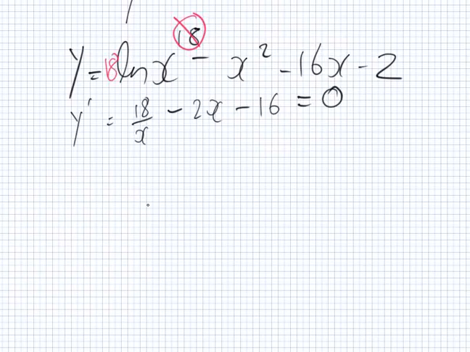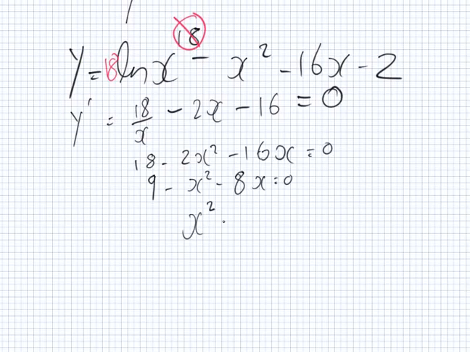So we'd get 18 minus 2x squared minus 16 equals 0. Simplifying, we get 9 minus x squared minus... Oh wait, hang on, I lost an x here. There's an x at the end here. Let me just fix it. 16x equals 0. So x squared plus 8x minus 9 equals 0.